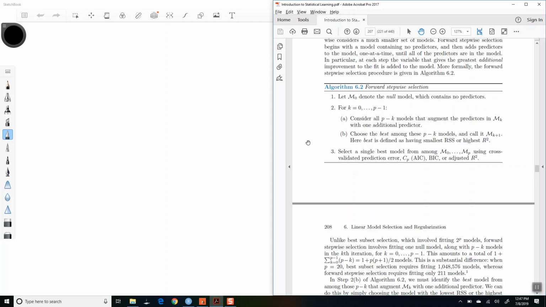Backward stepwise selection is pretty much the same. You start with all of the variables, and then you try the models where you've removed one, trying removing each one at a time. The one that affected you the least was when you removed this variable, so we'll drop that one. Then you try dropping one more variable, and you work backwards, one variable at a time, until you get down to 0, and then again you use AIC, BIC, or cross-validation error to pick the model.